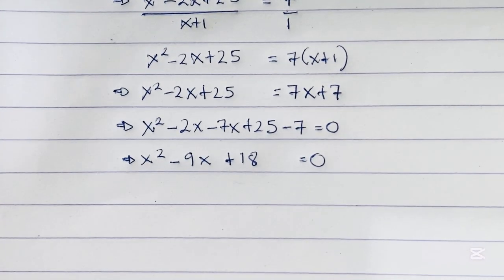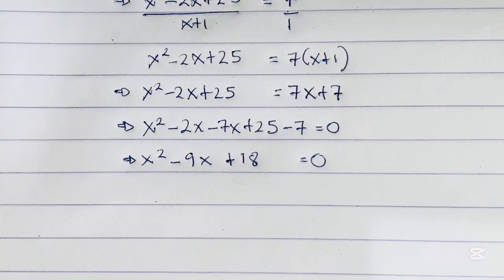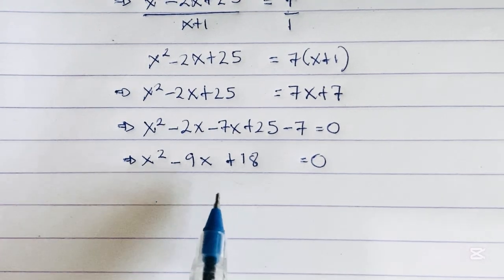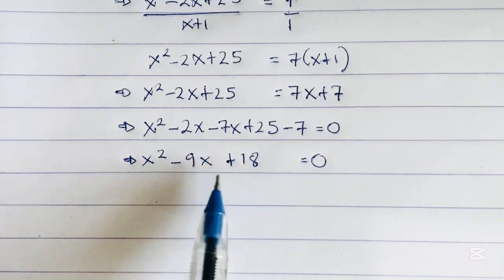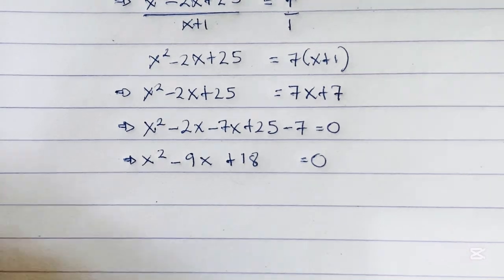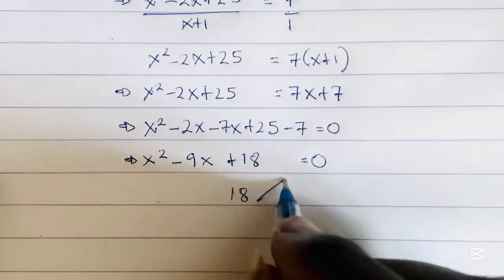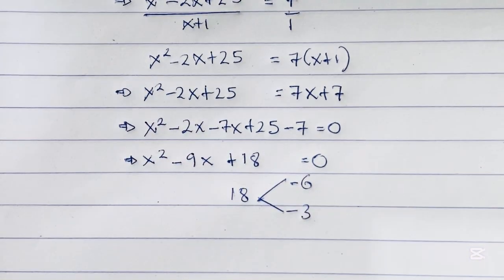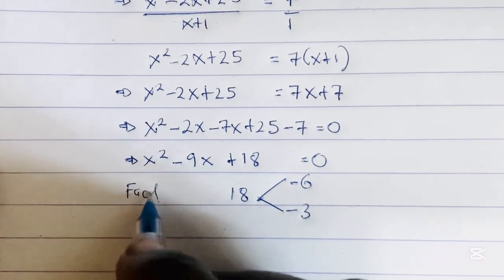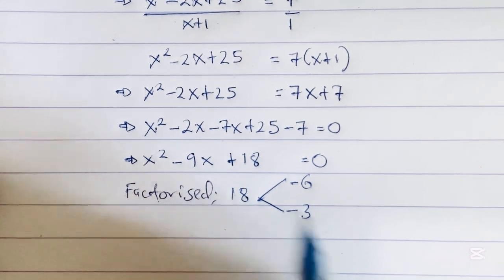So here you have a variety of methods to solve this quadratic equation. You can use the formula, you can complete the square, you can also factorize. Me, I'm going to factorize. So I'm going to get any two numbers which when multiplied give 18, but when added give negative 9. So those are factors of 18. In this case it's negative 6 and negative 3. So what we have done is we have just factorized 18.